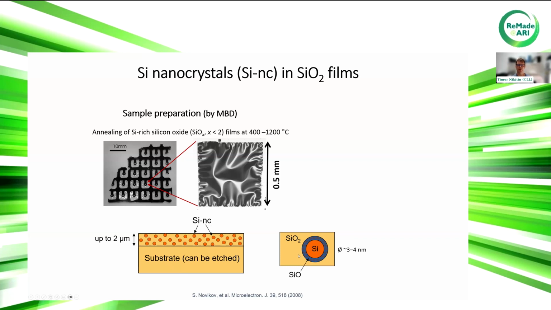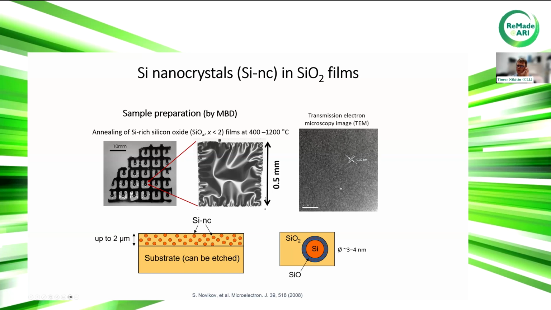And this is the model that we are assuming here: we have a small silicon crystal, with a typical size with this method of about 3 to 4 nanometers. Here we have a transitional region, and then this is the silicon dioxide. The size was also corroborated by transmission electron microscopy. We see the plates of the silicon, crystalline plates.